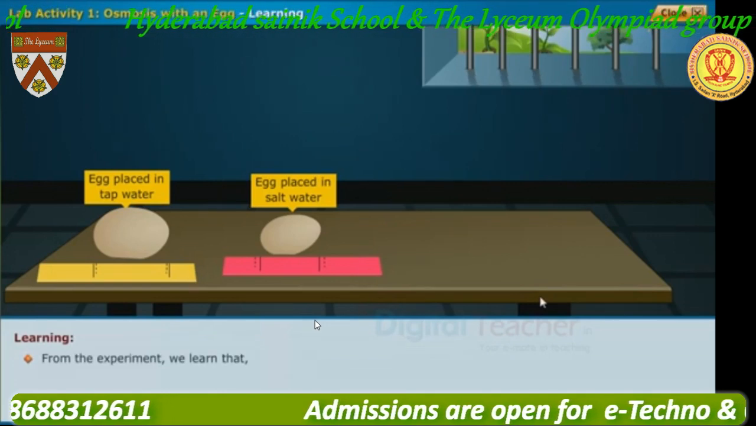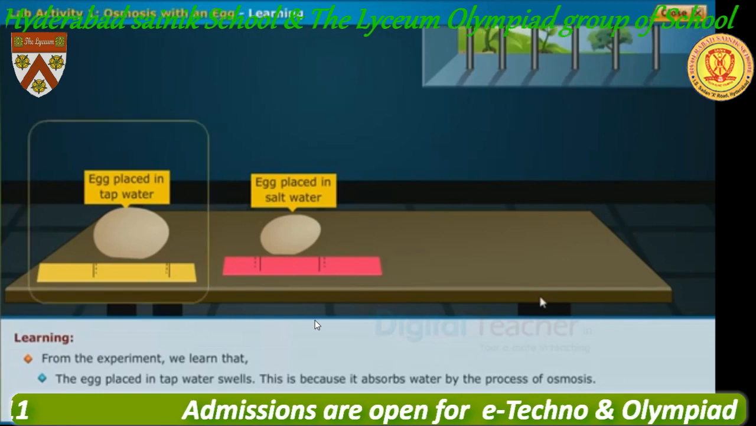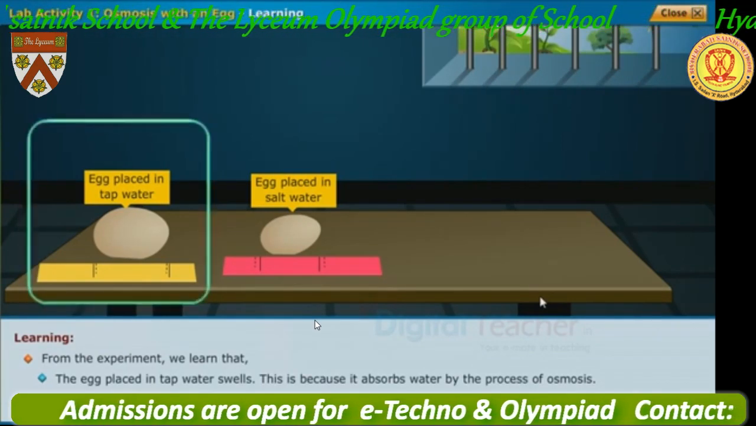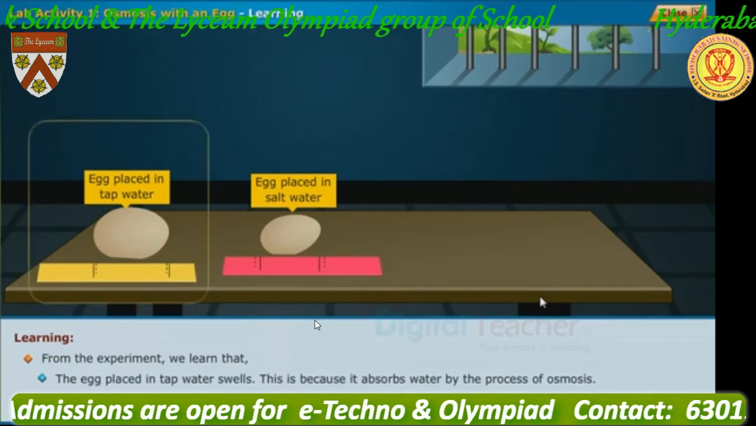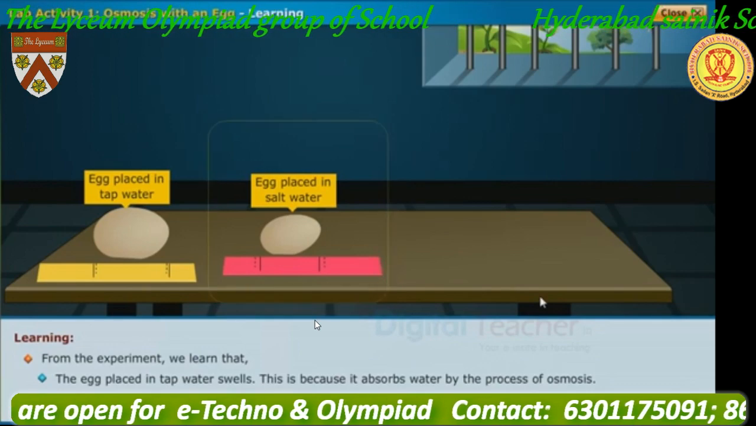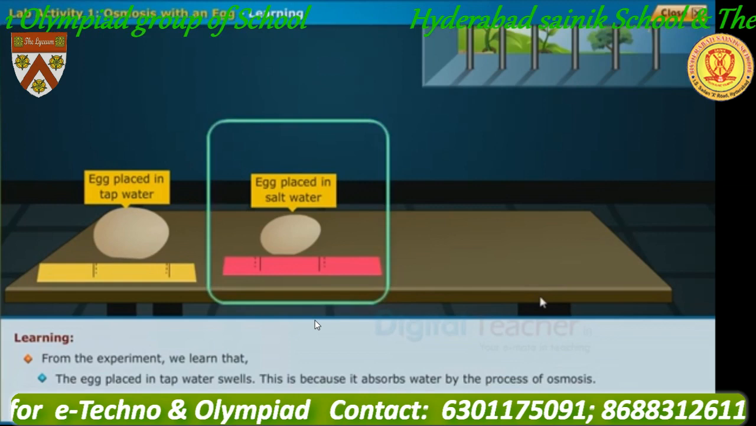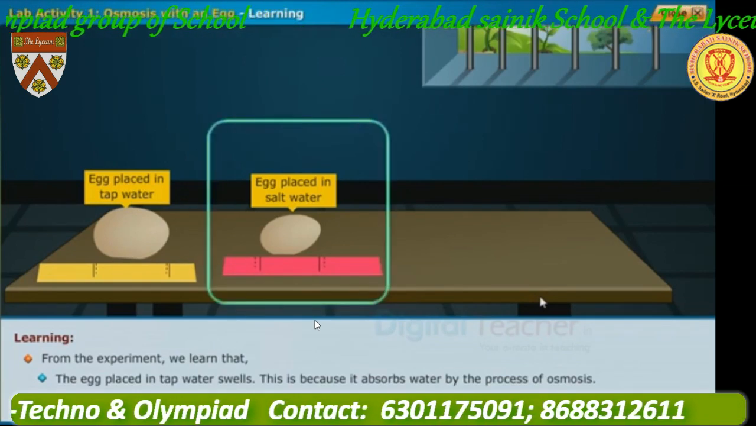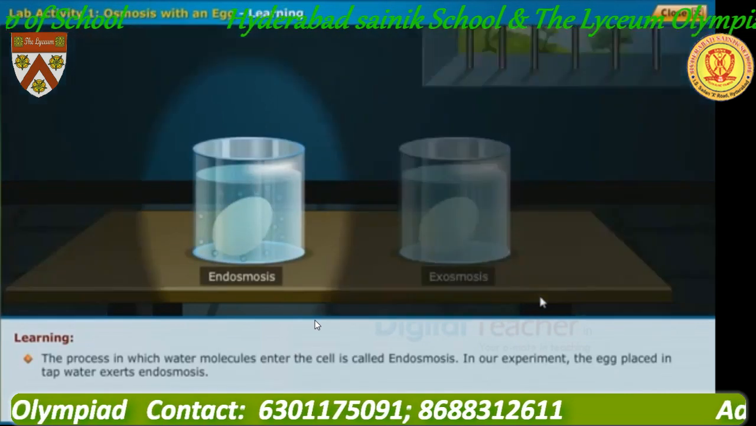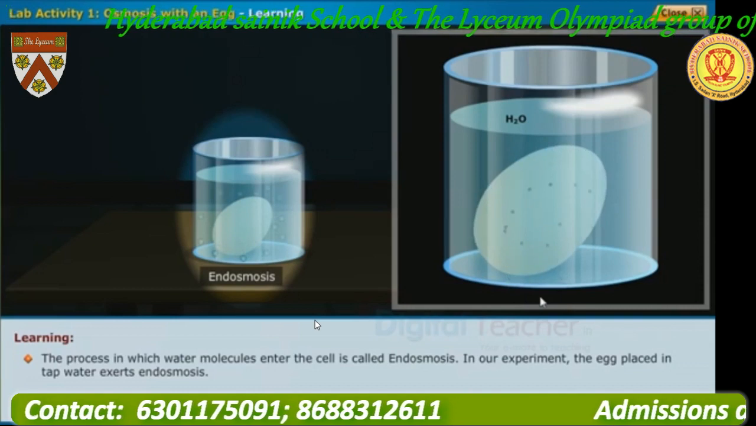From the experiment, we learned that the egg placed in tap water swells. This is because it absorbs water by the process of osmosis. The egg placed in salt solution shrinks. This is because the water passes out of the egg solution into the salt solution, as the salt solution is more concentrated. The process in which water molecules enter the cell is called endoosmosis.